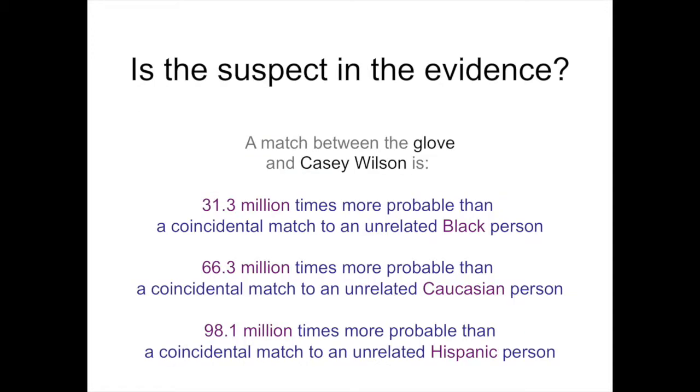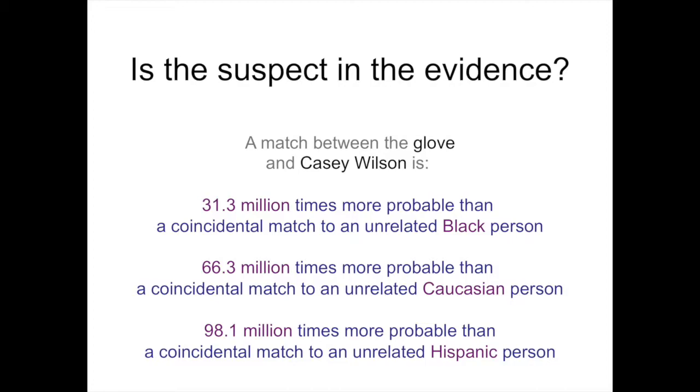A way to state that as a ratio of 2 probabilities is that a match between the glove and Casey Wilson, that's one event, is 30 million times more probable than a coincidental match, in this case to an unrelated black person. The reason the stats are listed 3 times is that in this case there are 3 different databases. New York State called them Black, Caucasian, and Hispanic, and I'm showing you the smallest number.